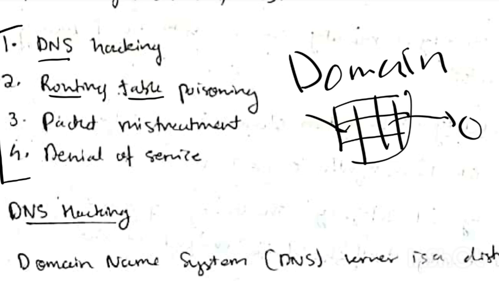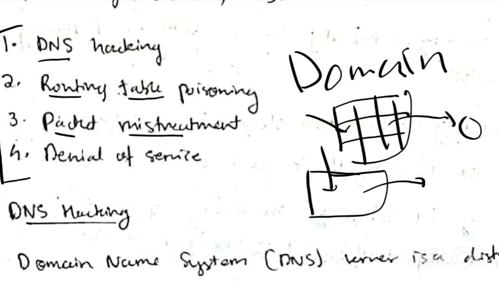Okay, and packet mistreatment is just that the packet will be there and the information will be changed, or the packet won't be sent further. Those things will happen. Denial of service means that whatever website is providing the service will be made to crash. Okay, so those are the four types of attacks.